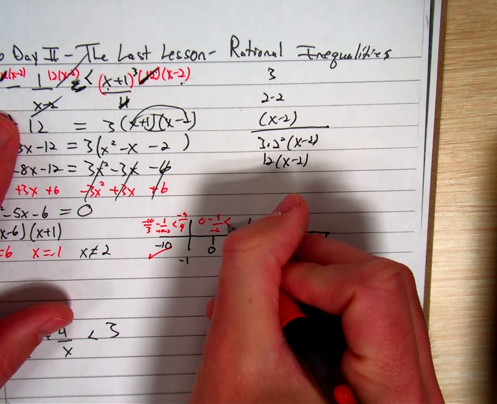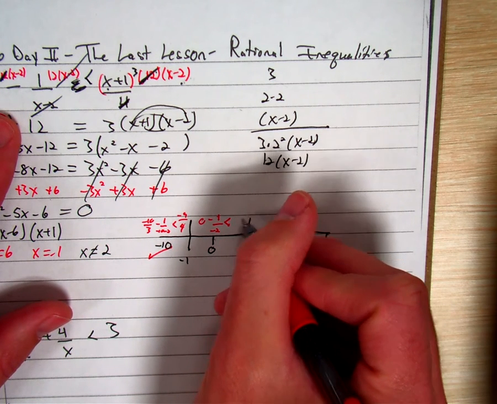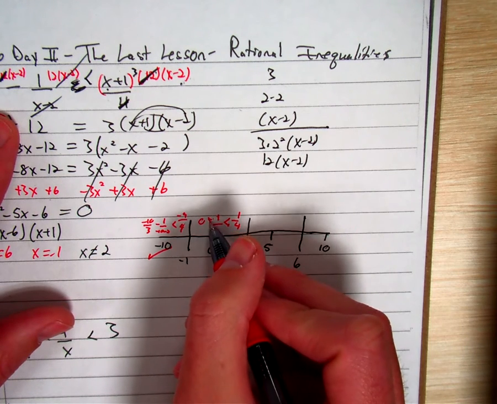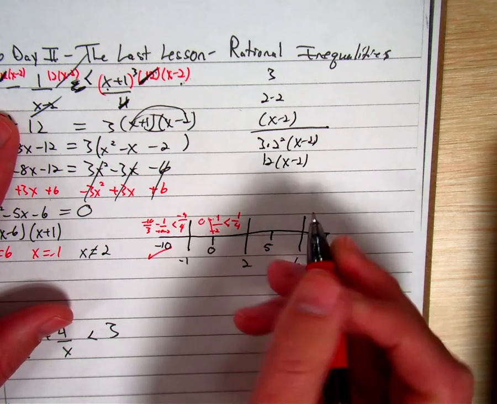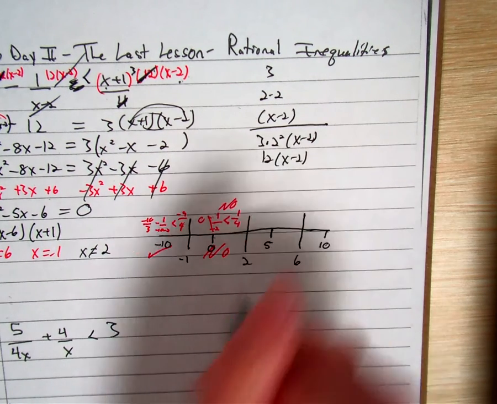Is a positive half less than 0 plus 1 over 4, 1/4? So negative over negative. Is a positive half less than a fourth? No.